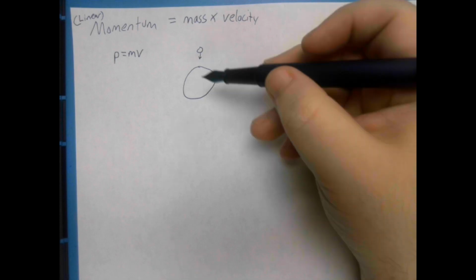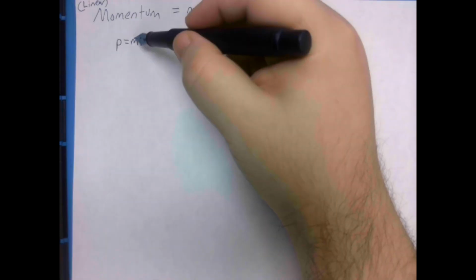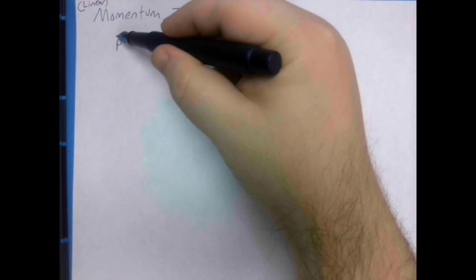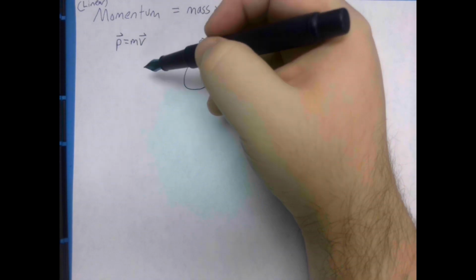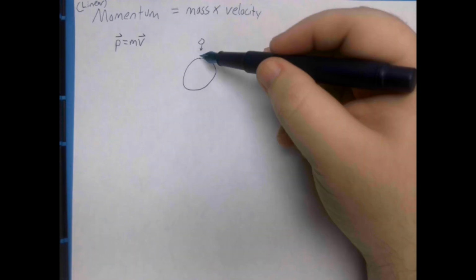I'll give you a hint. Remember that velocity is a vector, and mass is a scalar, it's just a number. That means a scalar times a vector has to equal another vector. A vector has a direction. So what also happens when you drop a ball? Gravity pulls it down, but what else?